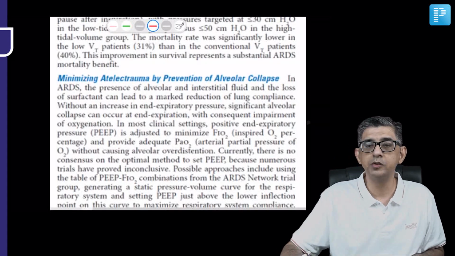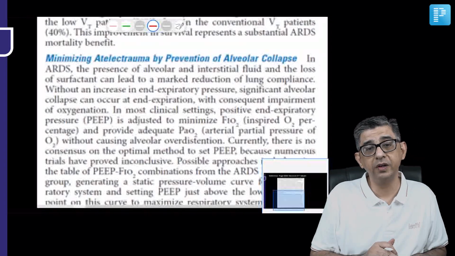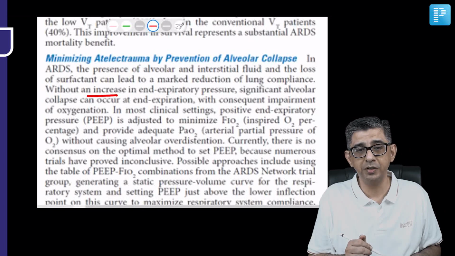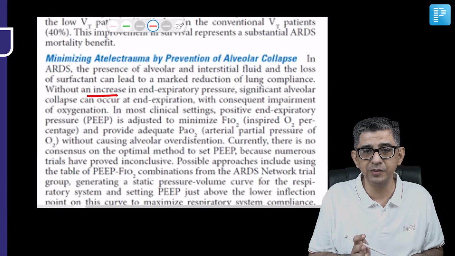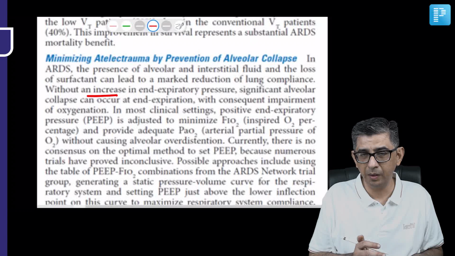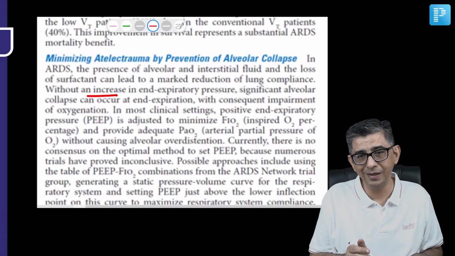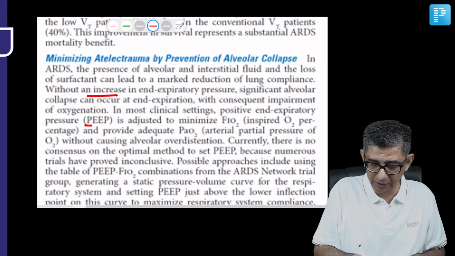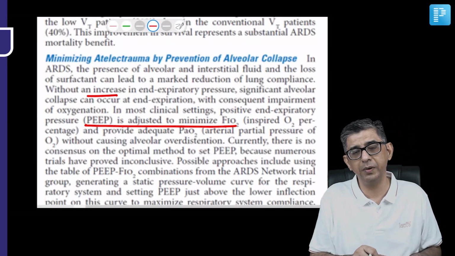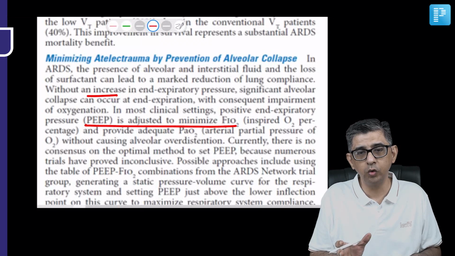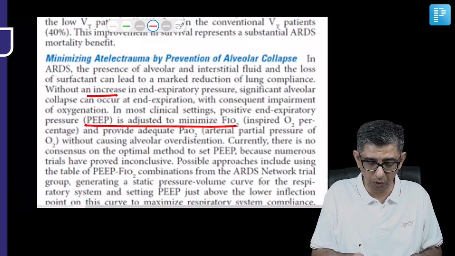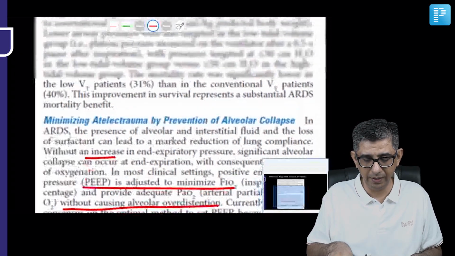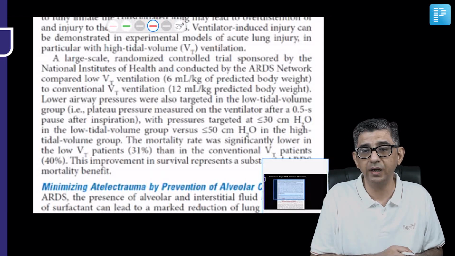For the same question, I'm also showing you a Harrison reference where he says this statement. He says, without an increase in the end expiratory pressure, significant alveolar collapse can occur, and there can be an impairment of oxygenation. So in most clinical settings, he's saying that positive end expiratory pressure or PEEP is adjusted to minimize the FiO2. I mean, I need to go in for recruitment of the alveoli, as I mentioned, without causing alveolar overdistension.